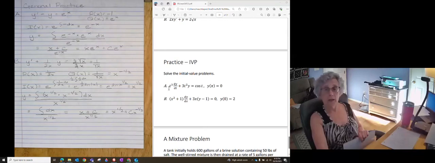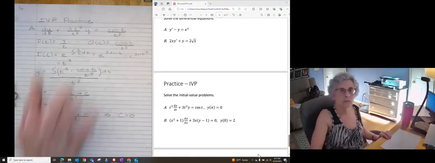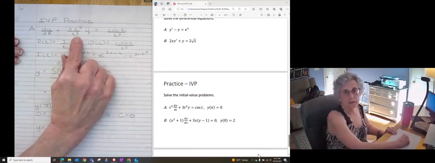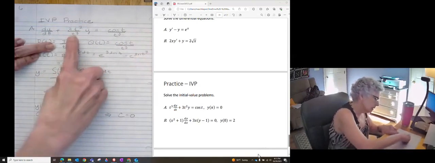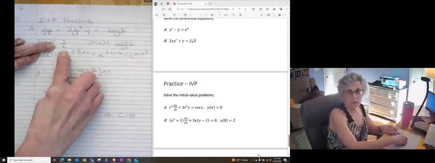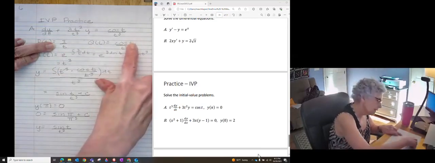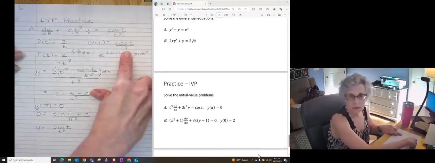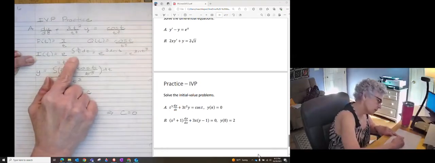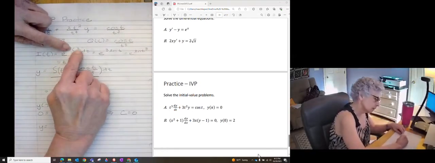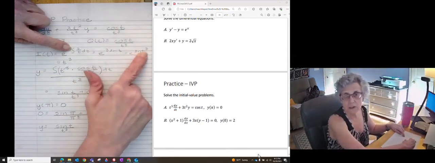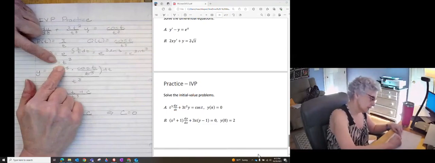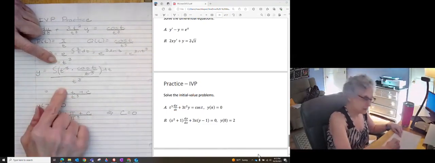Okay, try that first initial value problem. Divide everybody by t cubed before you get started and find your p's and q's. So first thing I did, I divided everything by t cubed. Then I ended up with p of t. I have t squared over t cubed, so it's just 3 over t. And then q of t was cosine over t cubed. My integrating factor is e to the integral of 3 over t dt. So that's 3 times the natural log, which is the natural log of t cubed. So my integrating factor, t cubed.